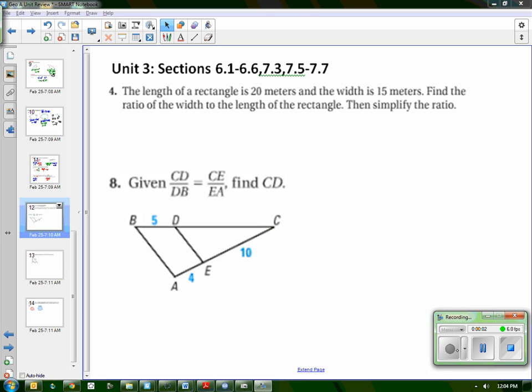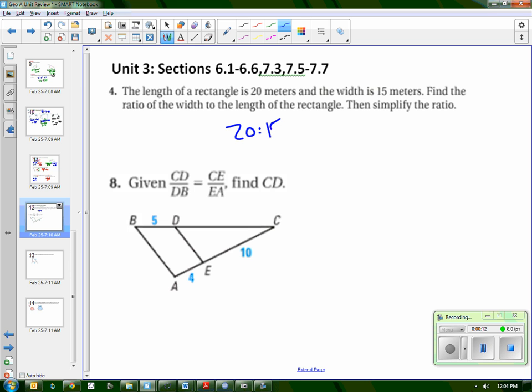Our last unit for Geometry A was Unit 3. This one should be fresh in your head because we just took like 2 tests on it, so this should be easy. The length of a rectangle is 20 and the width is 15, so we're talking about 20 to 15. Find the ratio of the width to the length.